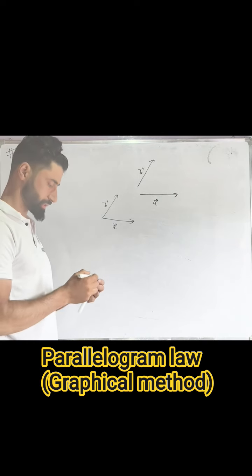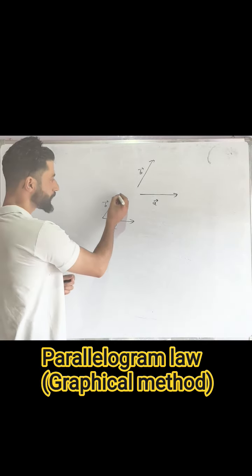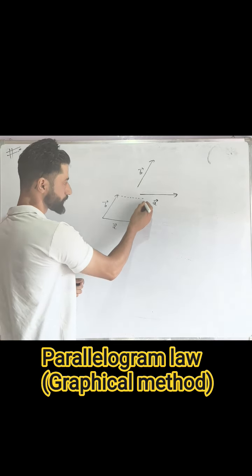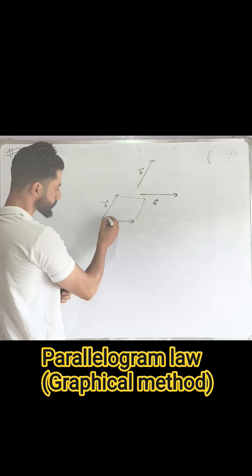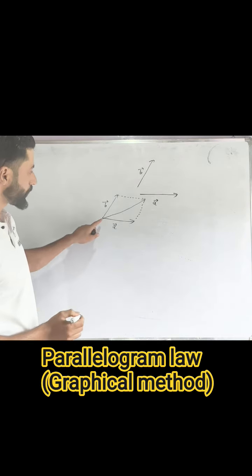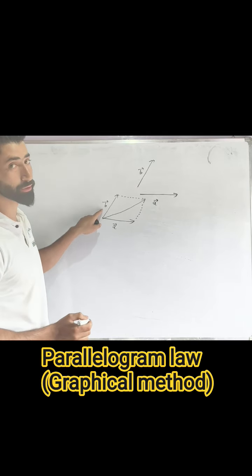So what does the parallelogram law say? It tells us that you first complete the parallelogram. So I completed the parallelogram. Now after that, I will draw the diagonal of this parallelogram. So this will be our diagonal. But I have to draw it from the point where the tail of A coincides with the tail of B.